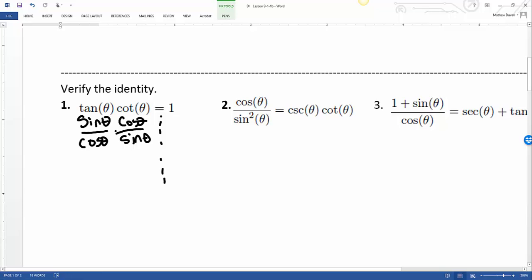Okay, well, now there's algebra. The cosines cancel out, the sines cancel out, so you get 1. There we go.